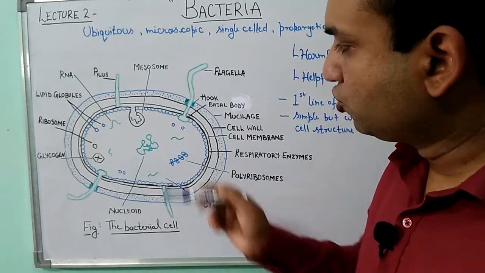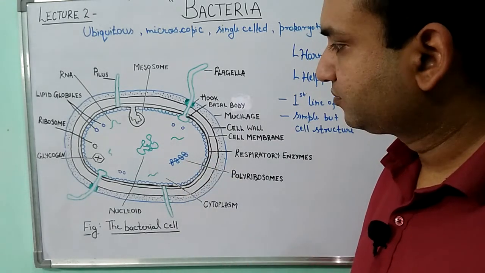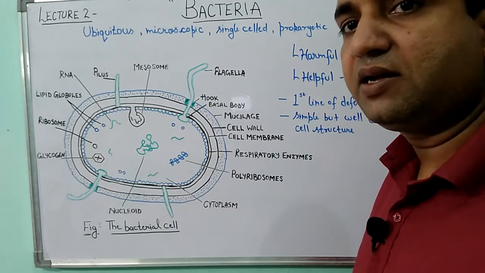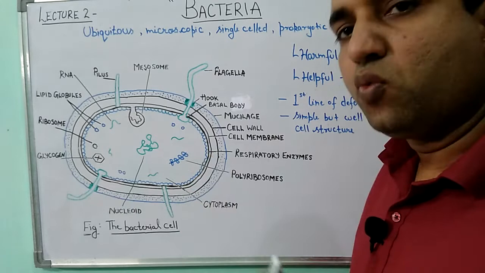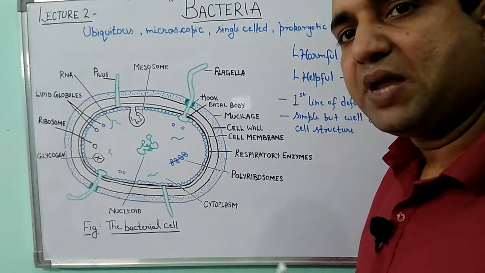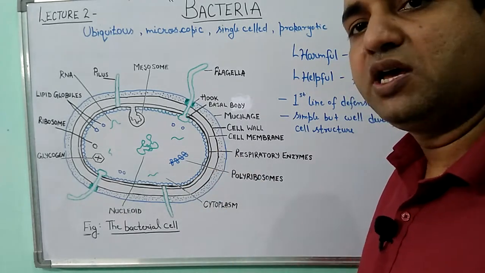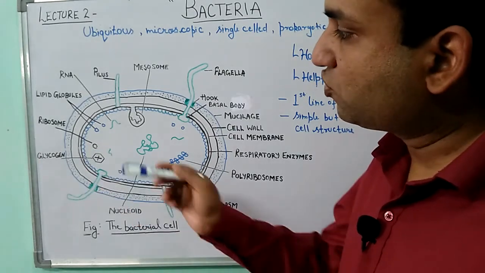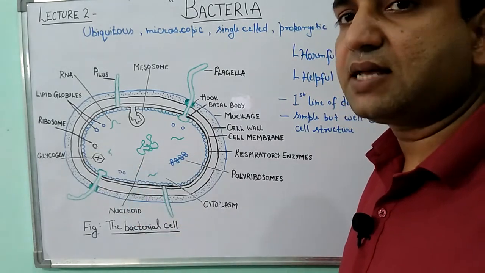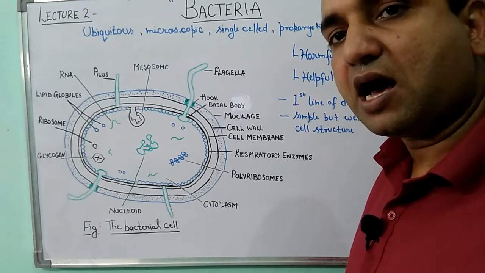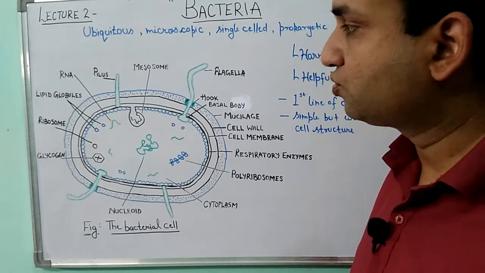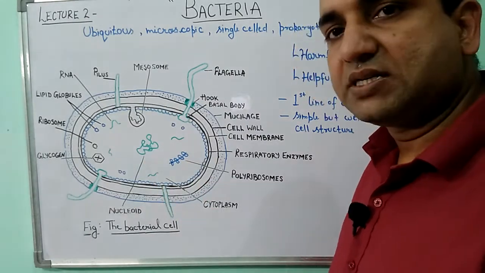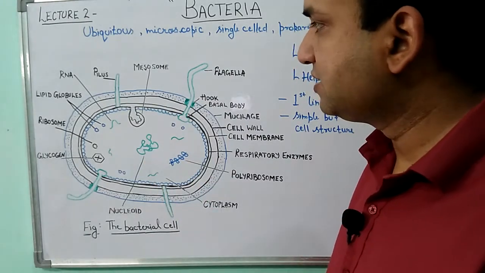There is the presence of the nucleoid. The nucleoid contains the bacterial genetic material. This is a very irregular structure and it lacks a nuclear membrane. There is the presence of glycogen also, which acts as a reservoir for carbon and as an energy source. Now there is some free RNA also present in the bacterial cytoplasm.